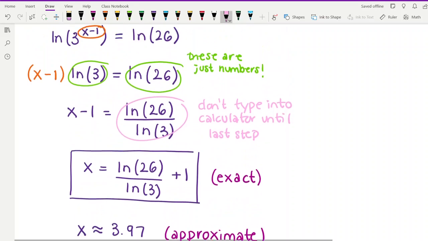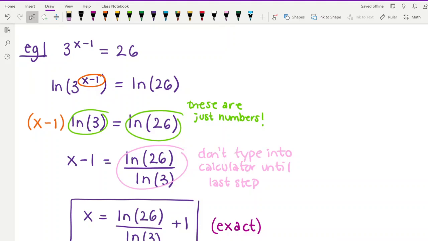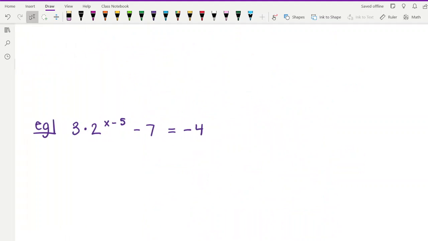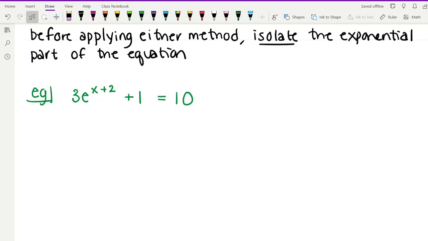Okay, so I want to now talk about solving equations that have one or two more additional steps at the beginning. The important thing that we need to know is that anytime you're solving an exponential equation, you want to start by isolating the exponential part of the equation. So what do I mean by that?